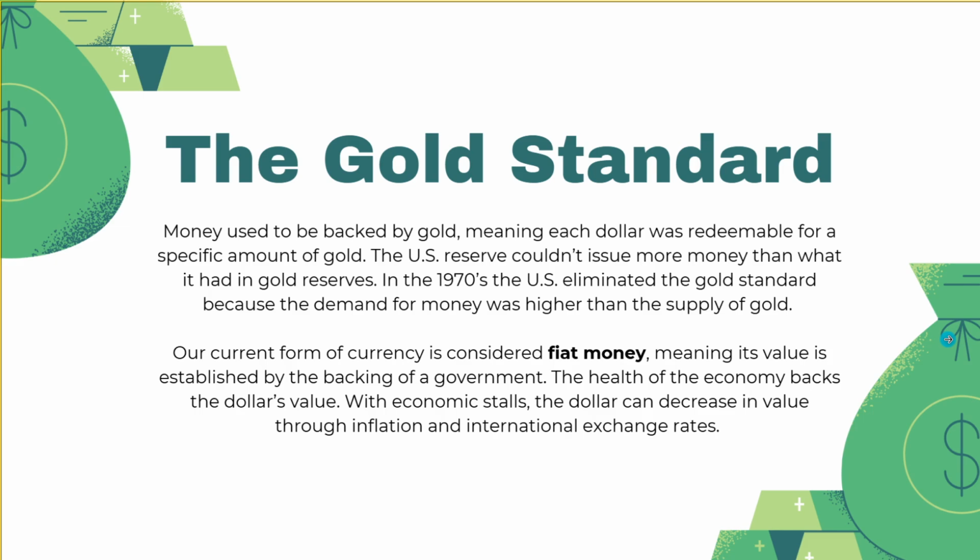So what is the gold standard? Money used to be backed by gold, meaning each dollar was redeemable for a specific amount of gold. The U.S. Federal Reserve couldn't issue more money than what it had in the gold reserves. But in the 1970s, the US eliminated the gold standard because the demand for money was higher than the supply of gold. Our current form of currency is considered fiat money, meaning its value is established by the backing of the government. The health of the economy backs the dollar's value. With economic stalls, the dollar can decrease in value through inflation and international exchange rates.